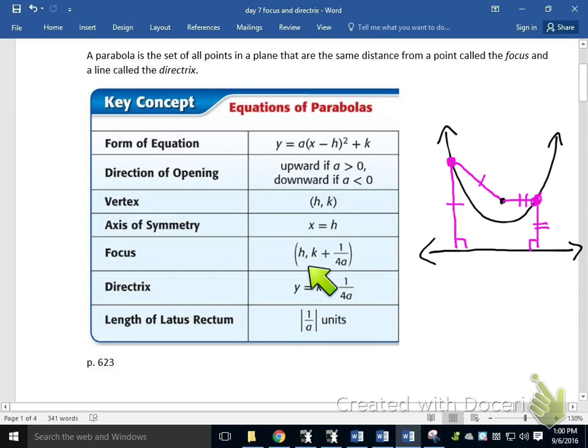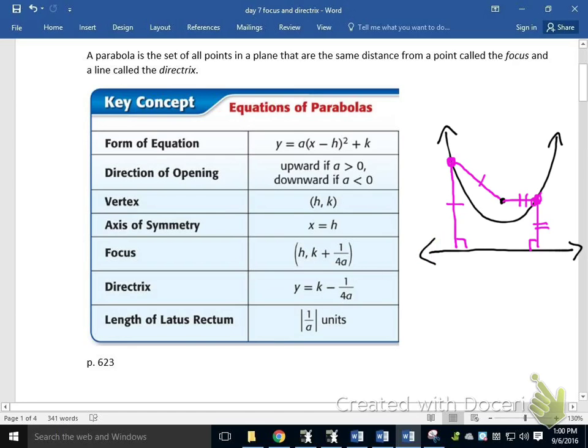Now, how do you know what the focus and directrix is? Well, you use this nifty formula that you should copy into your notes. If you're in vertex form, h comma k, you can see that the focus is found by doing h comma k plus 1 over 4a. Simple formula. The directrix, y equals k minus 1 over 4a. There you have it.